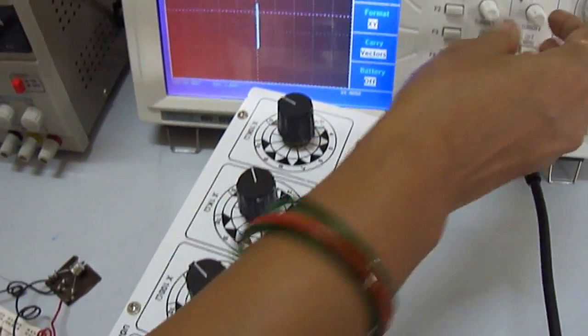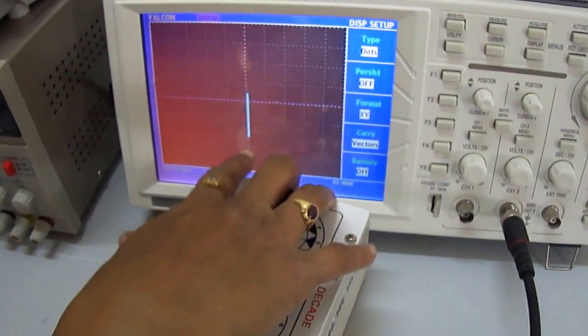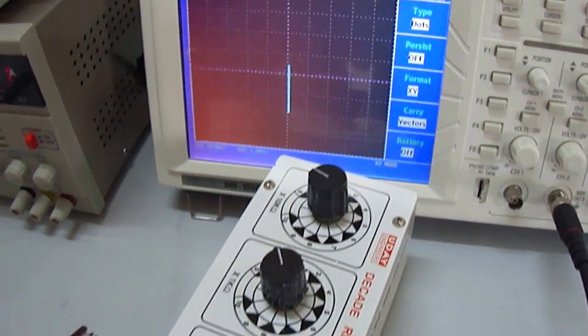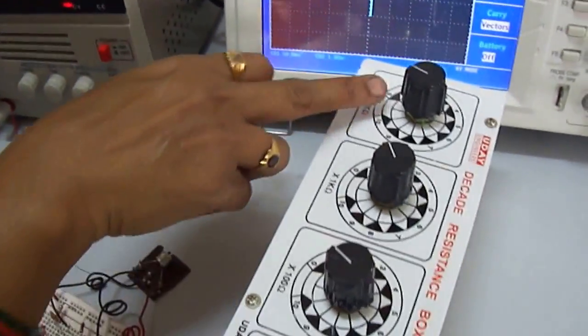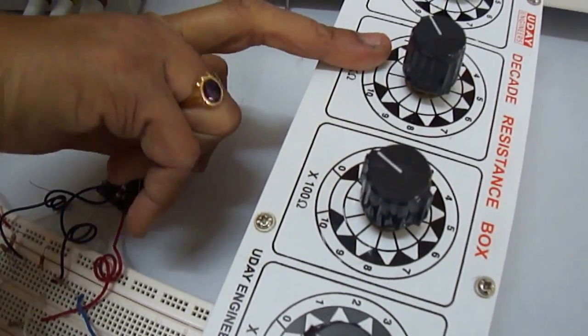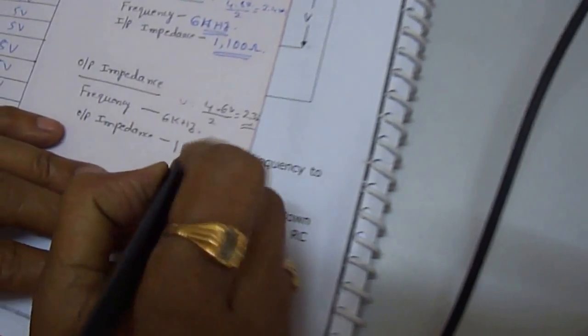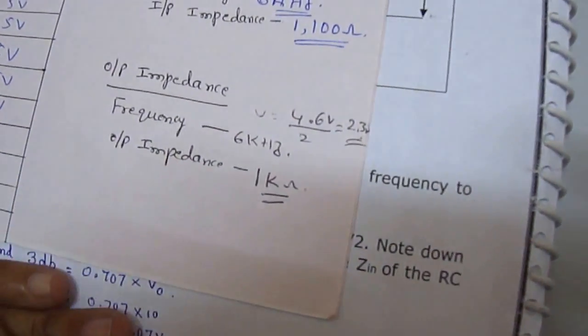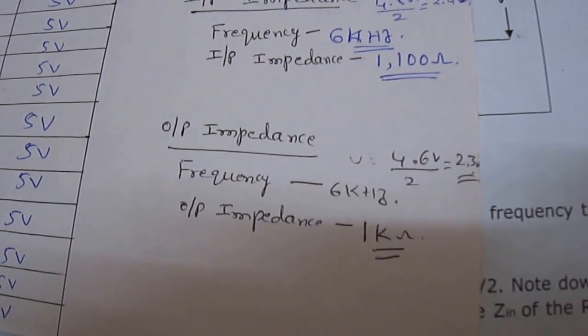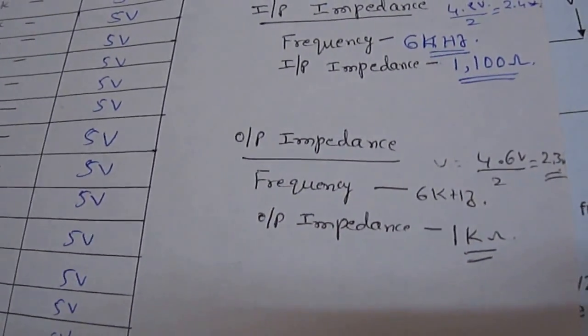So now we are getting 2.3 volts. So note down the resistance value. This is 0. This one is also 0. 0, 0. Now this is 1 kilo ohms. So the output impedance is 1 kilo ohms. Input impedance is 1100 ohms. Always the output impedance is lesser than the input impedance.